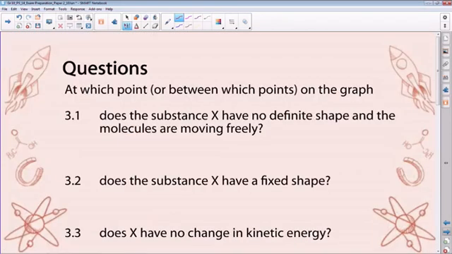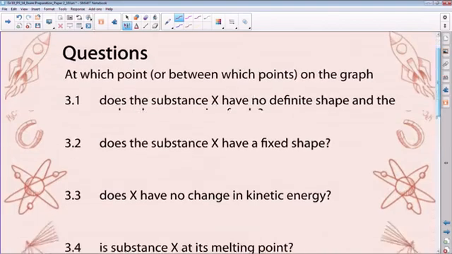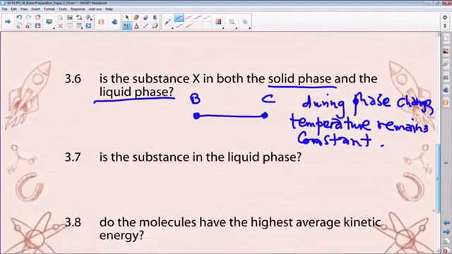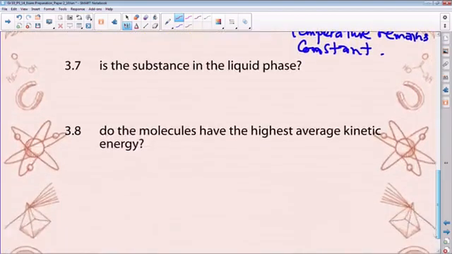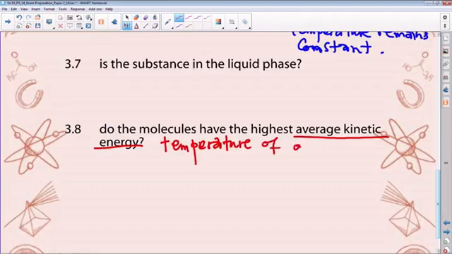Now, that said, we need to go back to our questions. We've done that. So do the molecules have the highest average kinetic energy? Average kinetic energy is an indication of the temperature of a substance, okay? So the average kinetic energy, according to what we call the kinetic molecular theory, is the temperature of a substance.